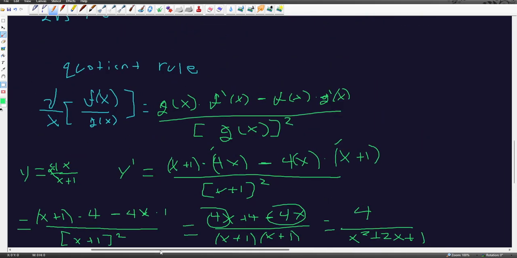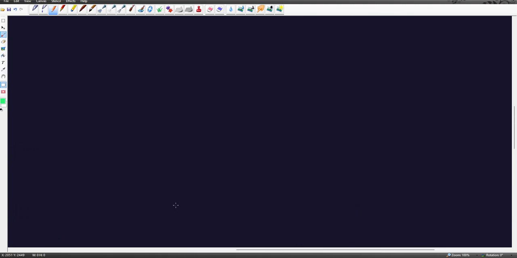And we're going to go into the next one. The last one, in fact, f of x is equal to negative x squared plus 4x over 2.